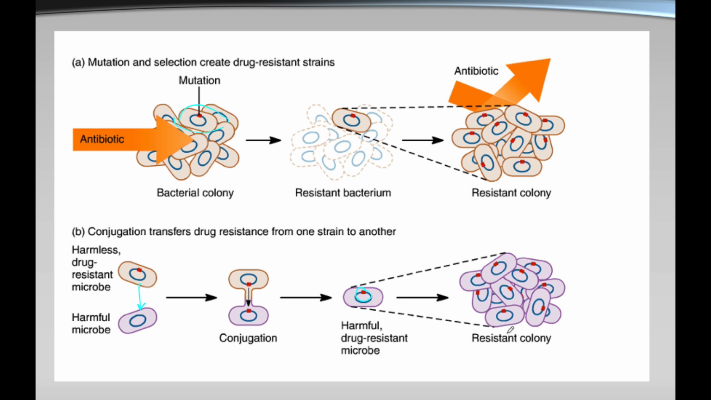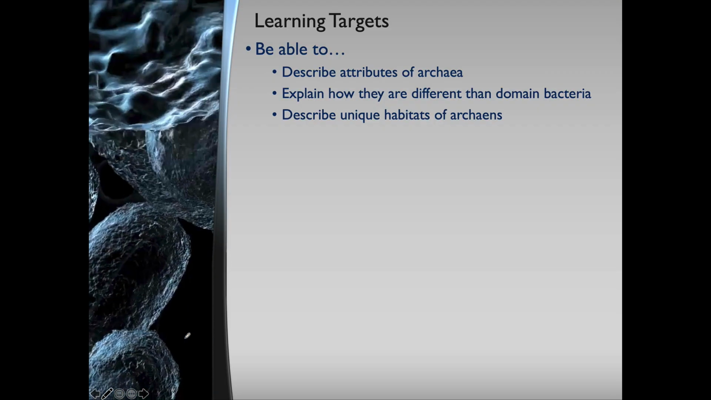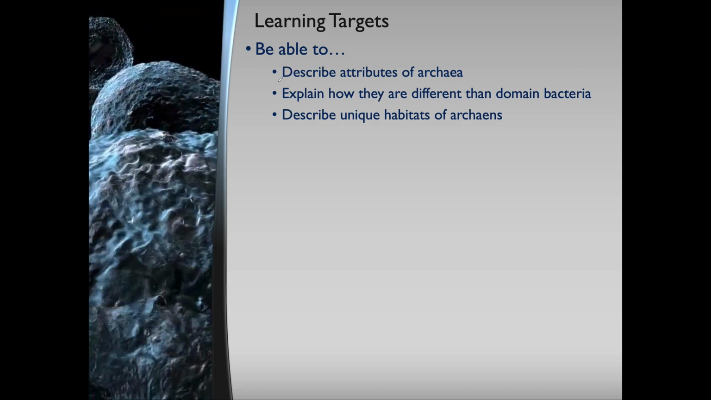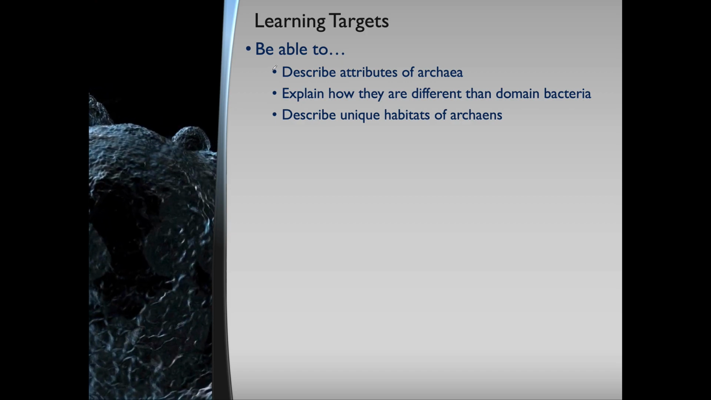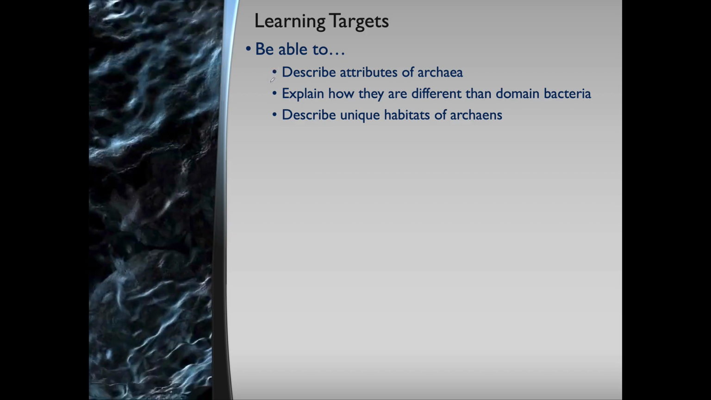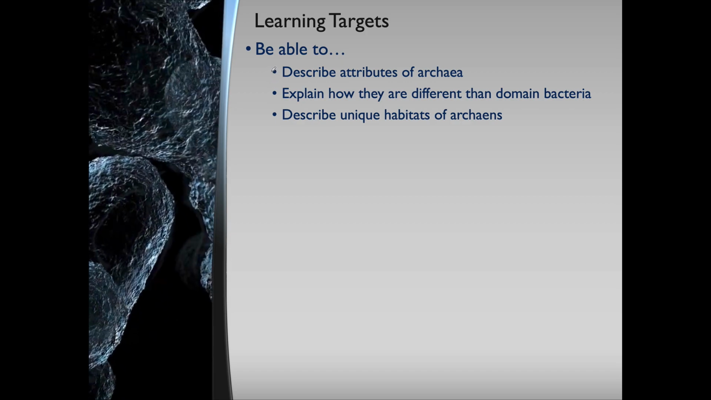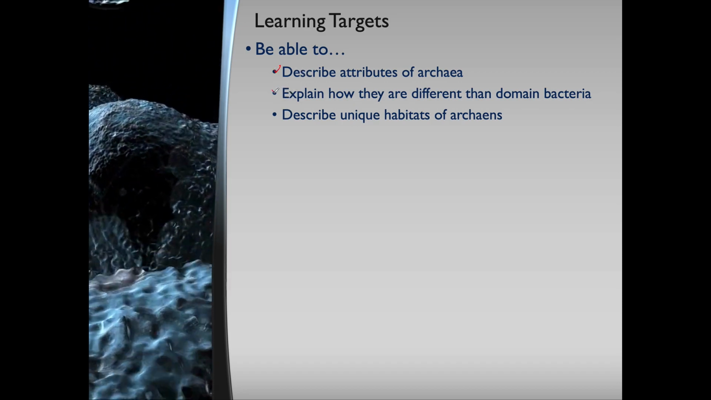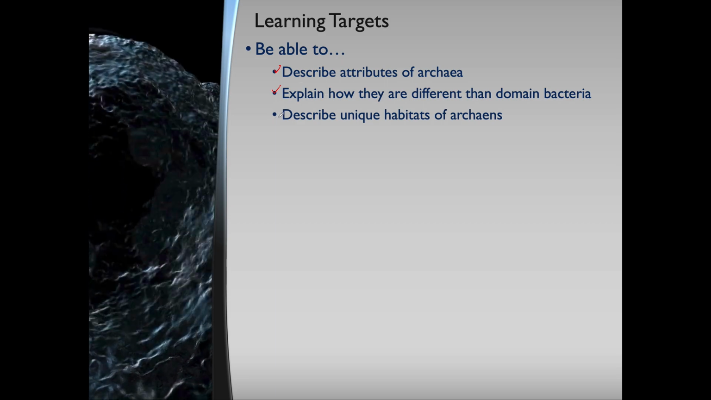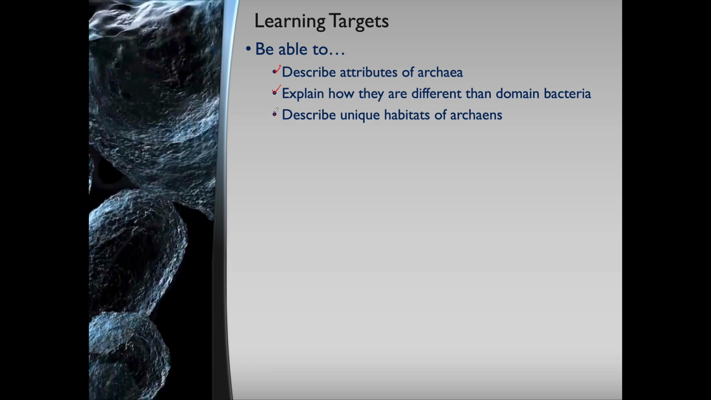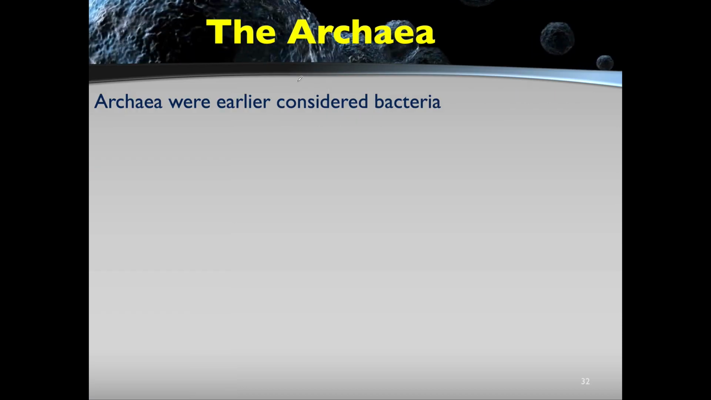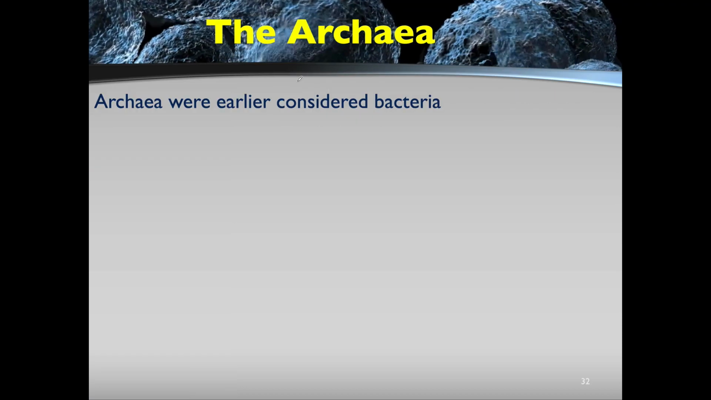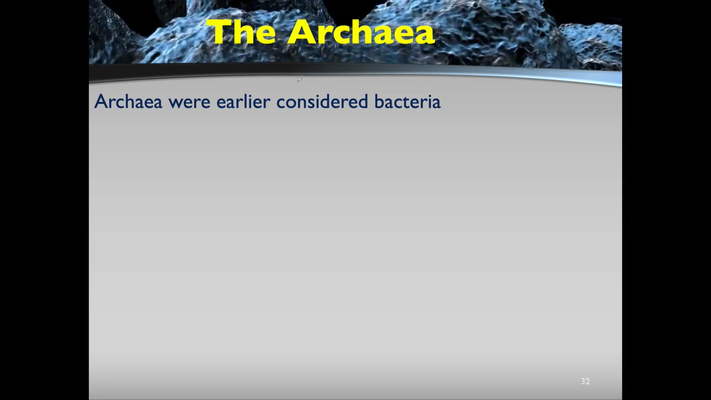Let's pit stop just for a second because we're going to switch over to studying archaeans next. So archaeans, again, is the other domain in which we classify prokaryotes. What we want to be able to do is describe the attributes of archaea. We want to explain how they're different from others in the domain bacteria, and we want to describe some of their unique habitats. So before the 1970s, we didn't really differentiate archaea from the bacterial grouping.